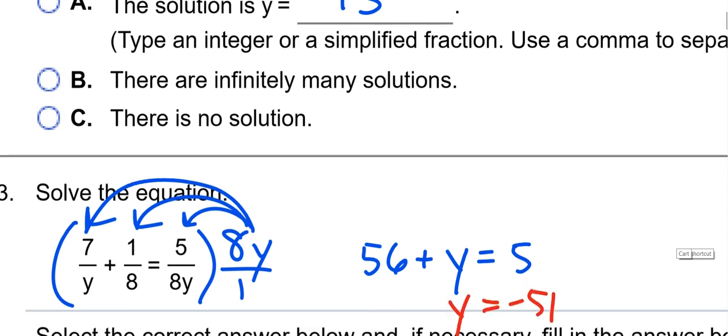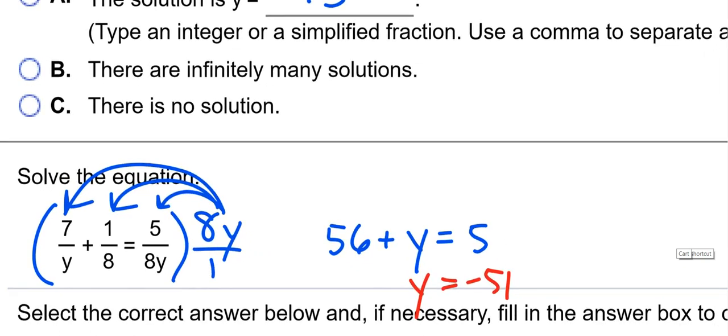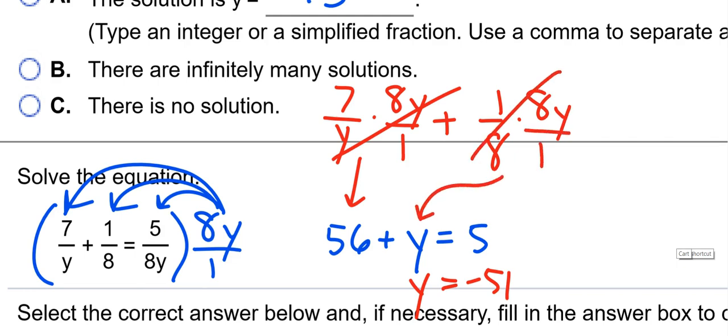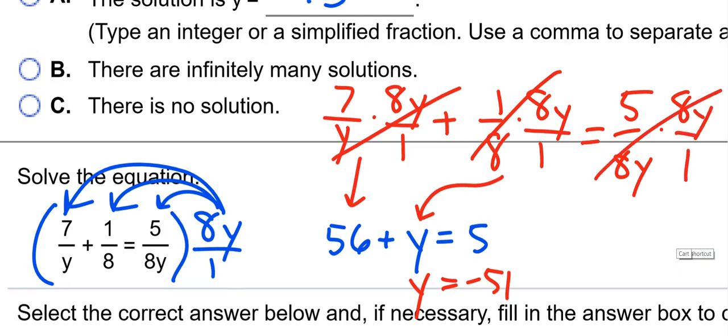Okay? But for those of you that are a little bit confused about what we did, so we have 7 over y times 8y over 1. The y's cancel out and leave me 7 times 8. That's where you get that from. And then we have 1 over 8 times 8y over 1. And the 8's cancel out. That leaves me with 1y. And then over here I have 5 over 8y times 8y over 1. The 8y's cancel out, leaving me 5.